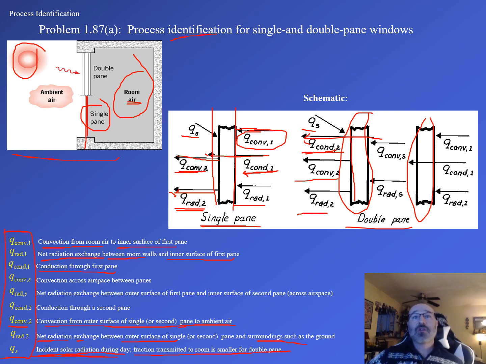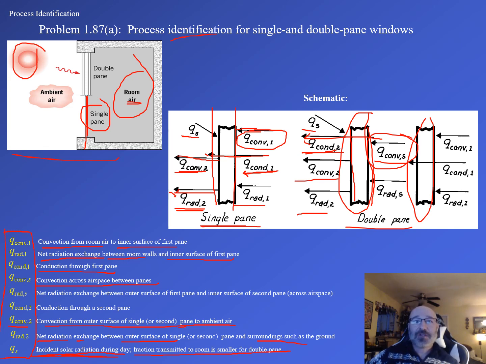So then we can take a look at the inside surface of our outer pane of glass for the double pane right here. And we can see we have our Q convection S here. If we come down here, this is the convection across the airspace between the two panes. So that's the difference here. Now with this air gap between the two panes, which helps with our insulation.